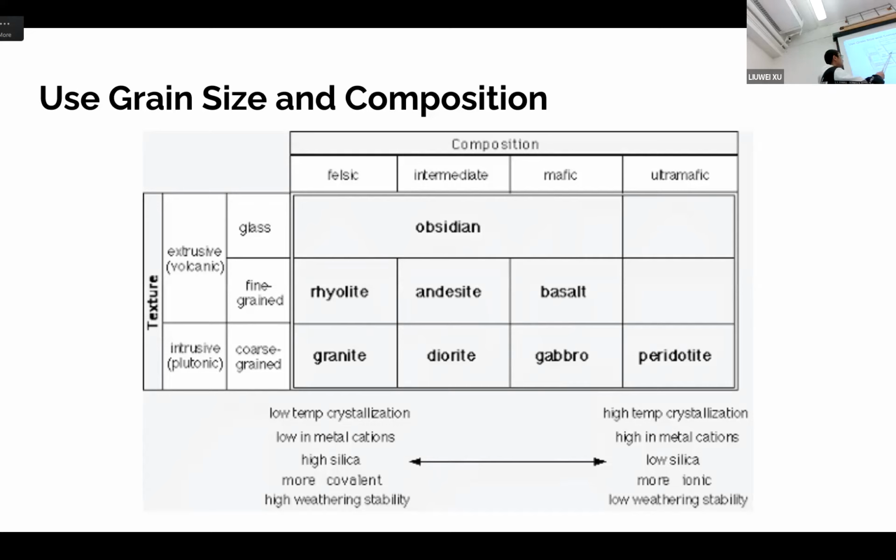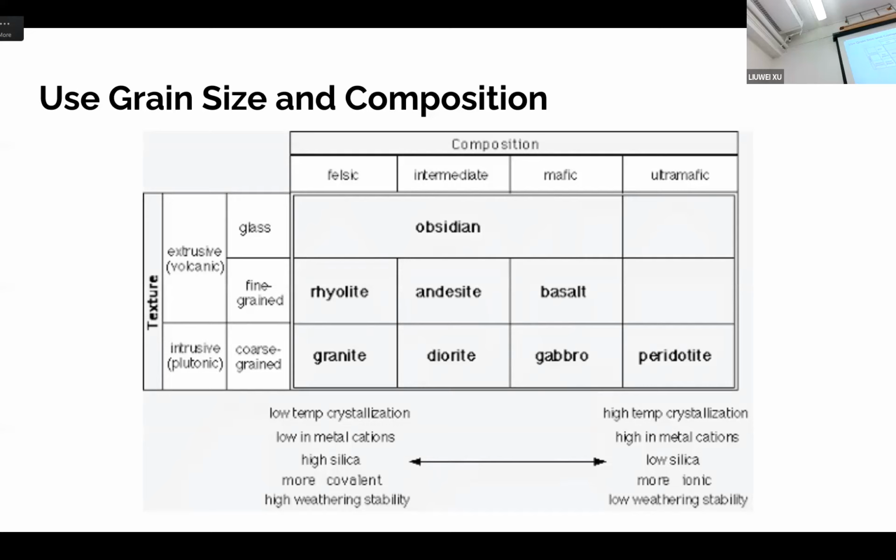And then how can we distinguish between these two? We take a look at the crystal size, or the grain, whether it's fine grain or coarse grain. If it's fine grain, you will see this kind of appearance. If it's coarse grain, you will see this kind of appearance.